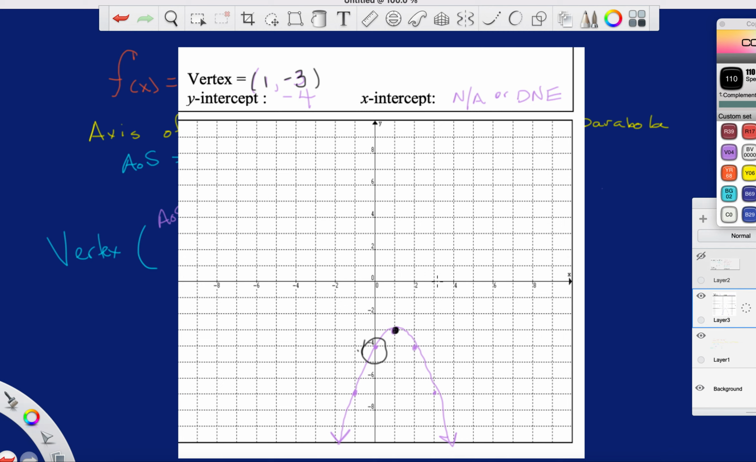All right, does this function cross the x-axis? No, it does not. So I can write not applicable, or I can write does not exist. This is a very calculus-based idea, right? When we get to limits, does not exist.